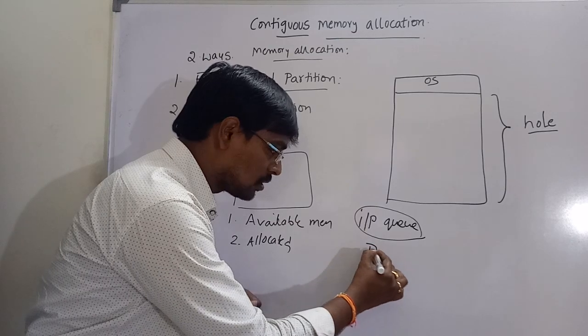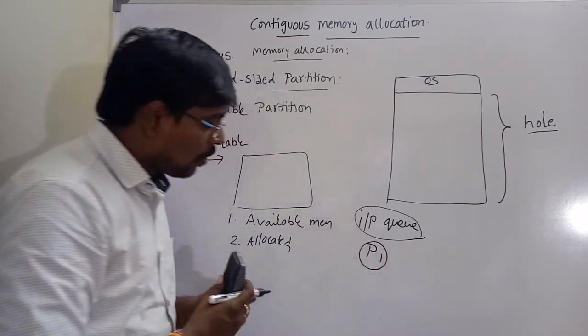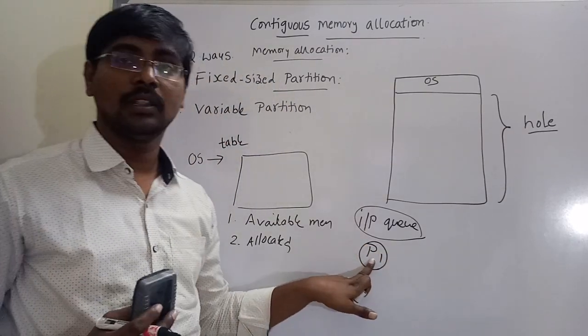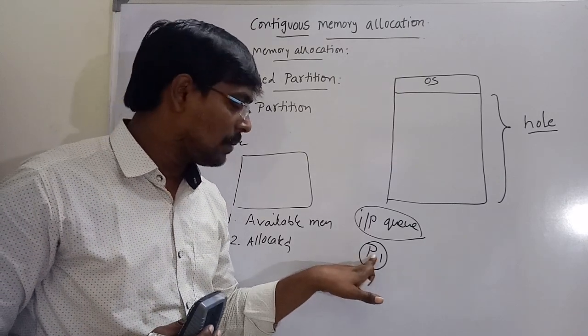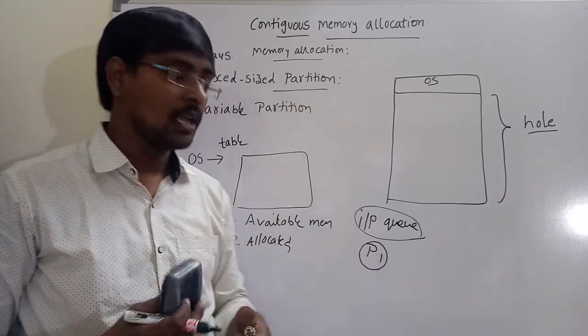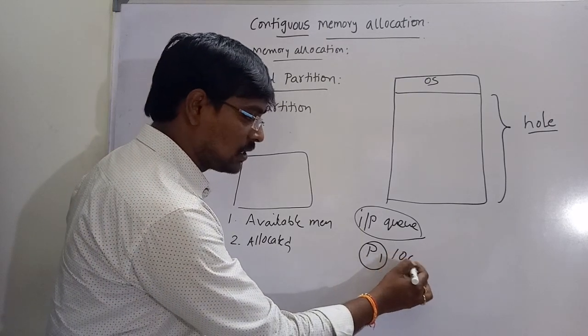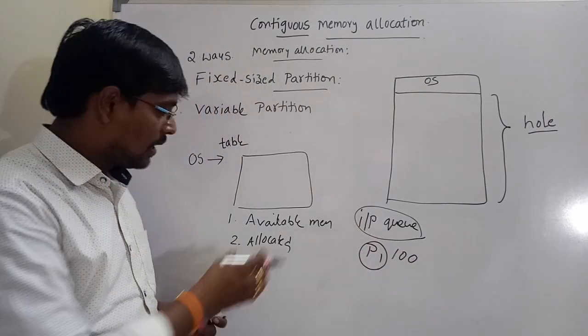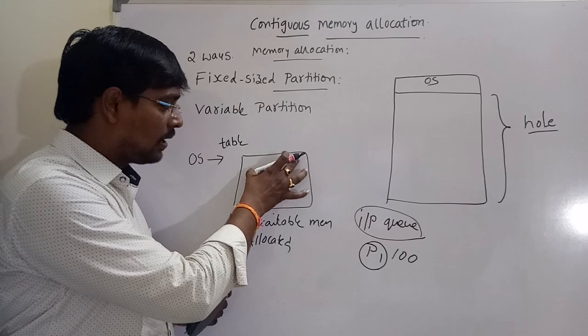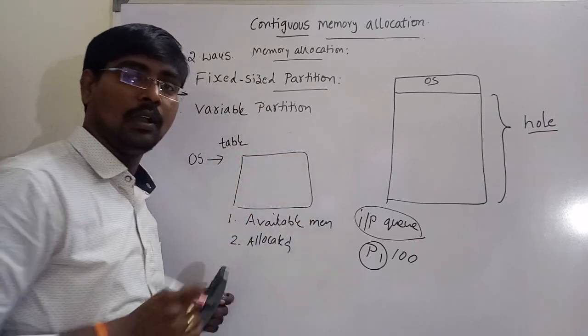For example, process P1 is selected. What is the memory requirement for this process? Check the memory requirement for this process. For example, this process requires 100 bytes of memory. It checks the table whether 100 bytes of memory is available or not.